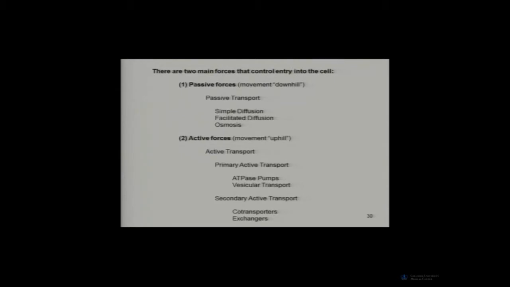Okay? And then active forces, we've got two flavors of active transport. We have primary active transport, which is very straightforward. We're using ATP and we're moving something uphill. Okay? Secondary active transport, it's a little less straightforward. We're actually using a slightly non-intuitive form of energy, not ATP, to move something uphill. Okay? So passive forces, simple diffusion.